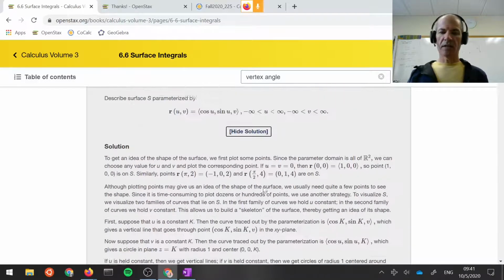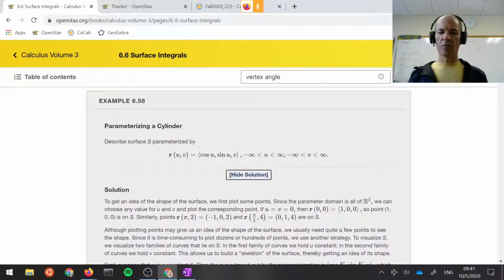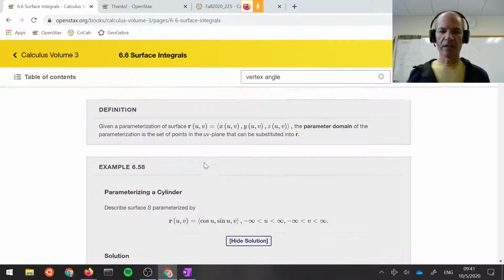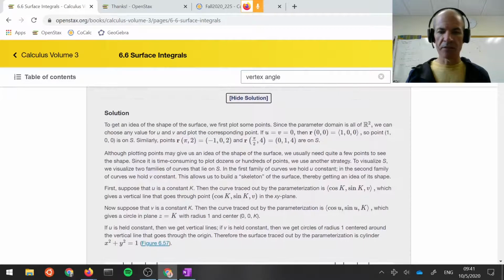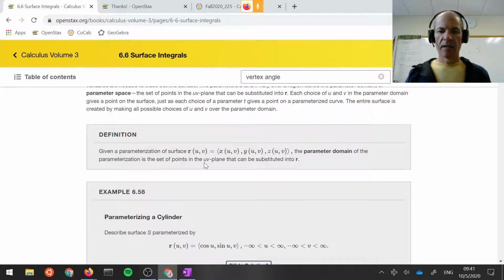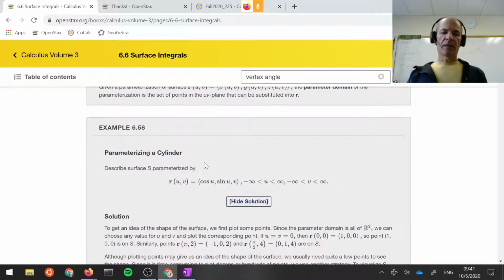We've got a cylinder here. I don't know how big the cylinder is. It doesn't really say. But anyway, it looks like they're using R equals 1. So a cylinder of radius 1 going along the z-axis.